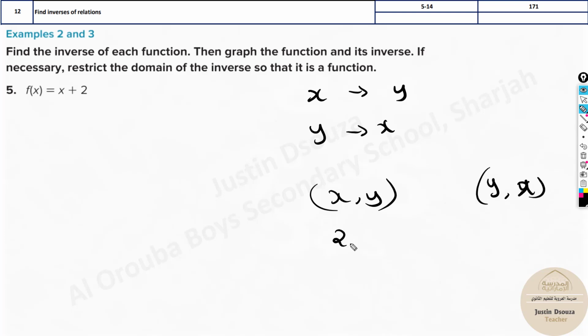Now say you have 2 and minus 3. It becomes minus 3 and 2. The coordinate pair over here is x1, y1, x2, y2. But this is inverse. You just flip it out. x becomes y, y becomes x. You can see over here, this is about inverse.